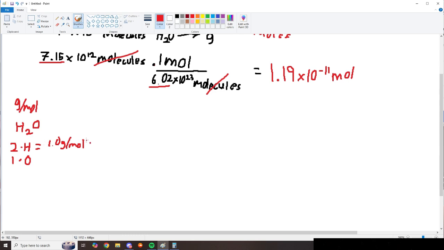Times 2, because we have 2 H's, which is equal to 2.0 grams per mole. Now, our oxygen, well, we have 16.0 grams per mole, which is equal to 16 grams per mole.